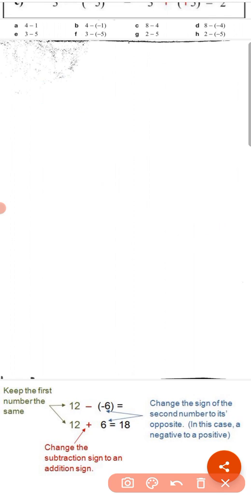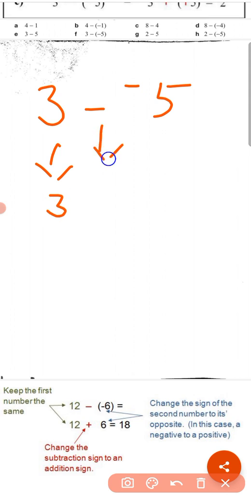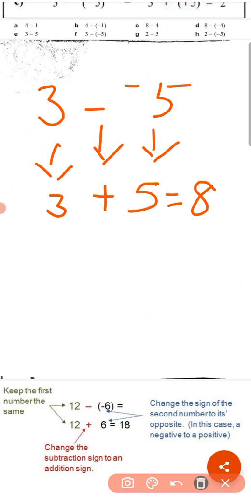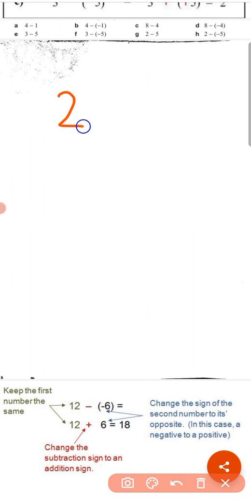Our next question is 3 minus negative 5. Write 3 first. Then subtraction becomes addition. Negative 5 becomes positive 5. 3 plus 5 is 8.